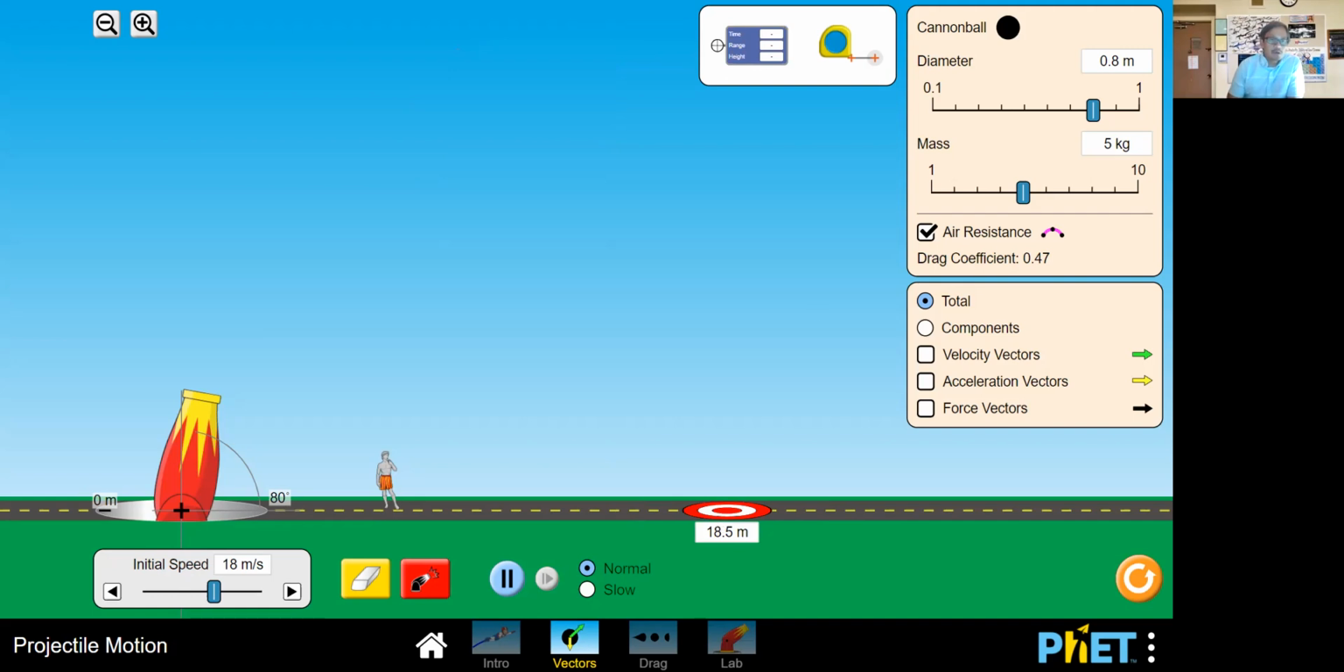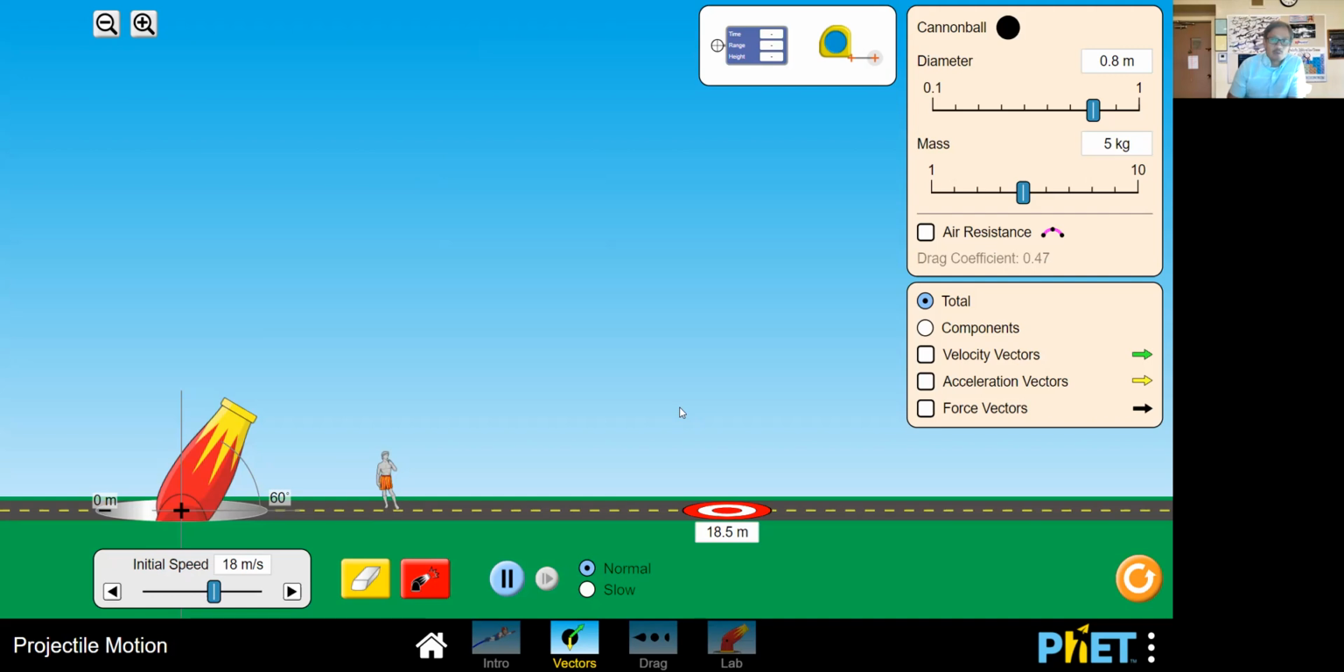Well, I want to go ahead and share with you the different ways that we can represent the motion with the vectors here. If you notice, we can click on the options here for the components of the vector, the velocity vector, acceleration vector, and the force vector. Now, remember, when we're studying projectile motion, we're going to ignore air resistance.